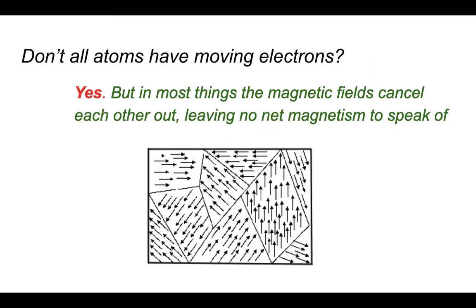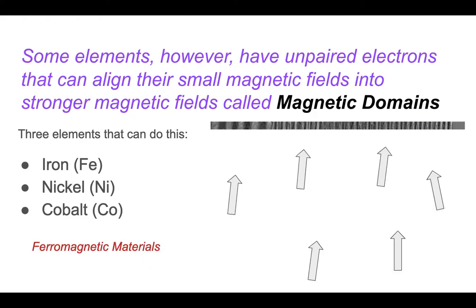And you might say, don't all atoms have moving electrons? And the answer is yes. But here's the deal. In most things, the magnetic fields that form because of the moving electrons are going in all different directions, and they cancel each other out. The net result is that there's really no magnetism there at all because it all cancels out.